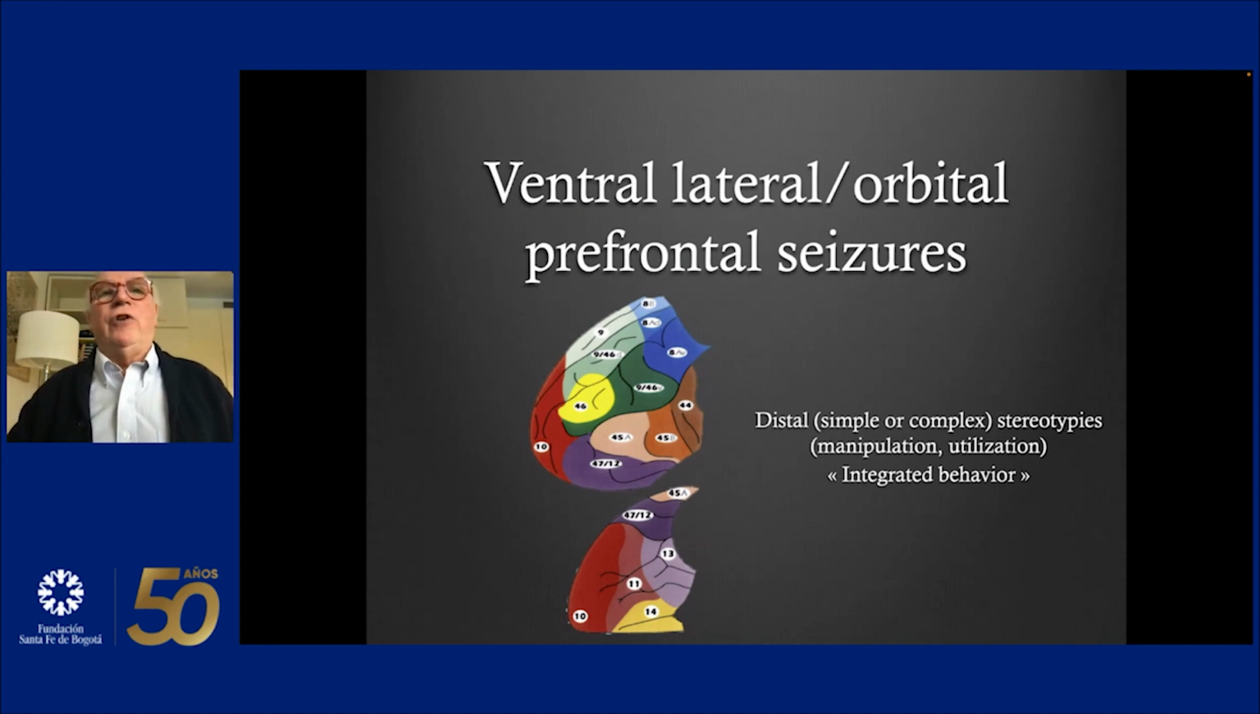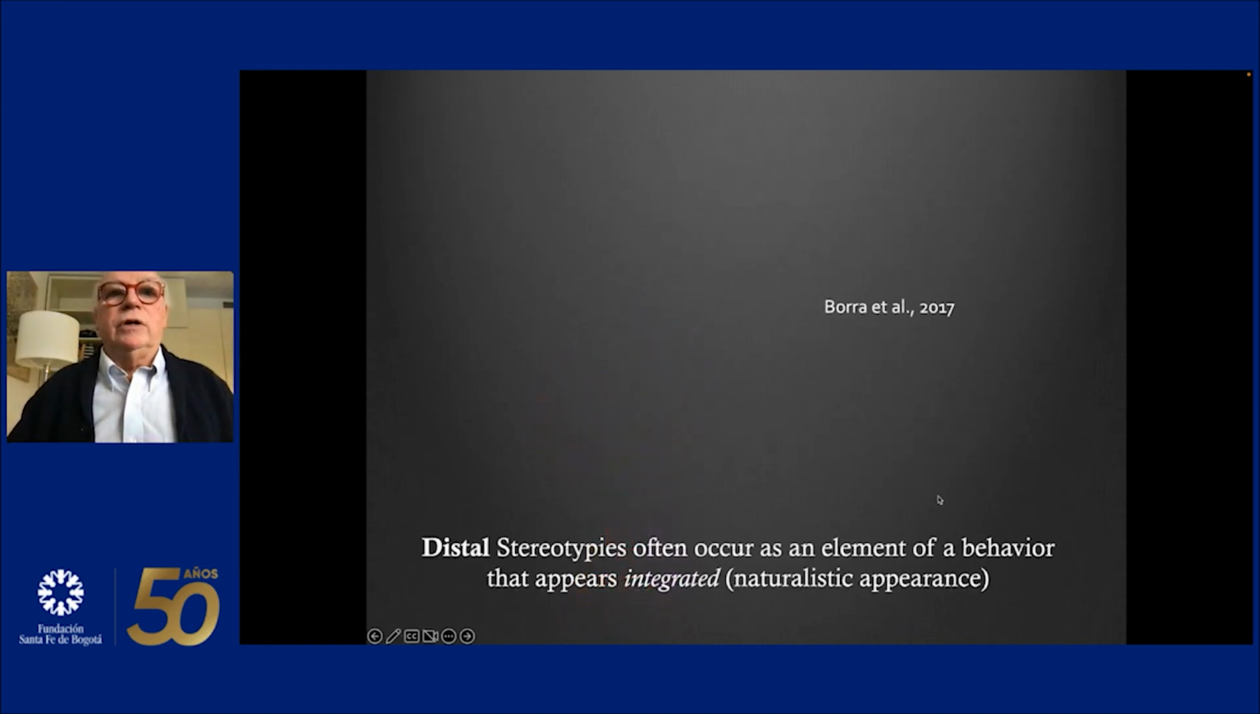So you see that I follow like clockwise from mesial to lateral cortex. And now we move more ventrally. That means you are now in the ventrolateral orbital prefrontal cortex. That means the region of 47, 12, as you can see, and 45, and a part of lateral 10. This is characterized by distal, simple or complex stereotypies with different behavior like manipulations, utilizations, and it's typically an integrated behavior.